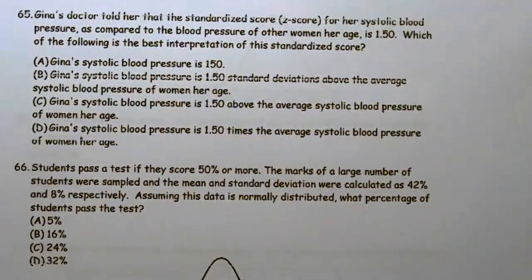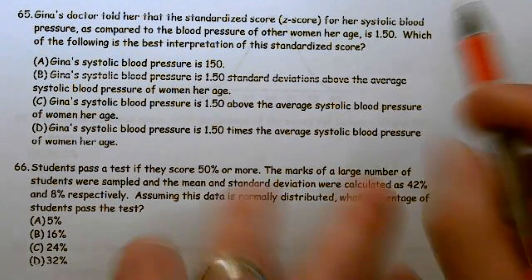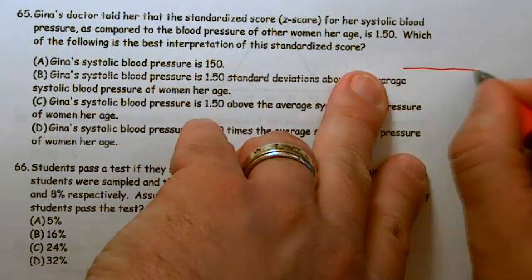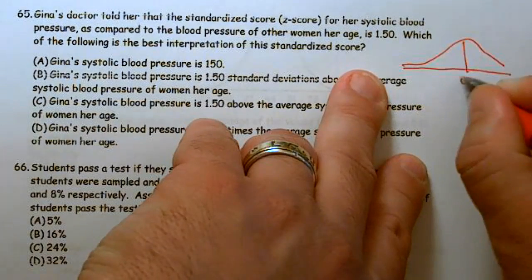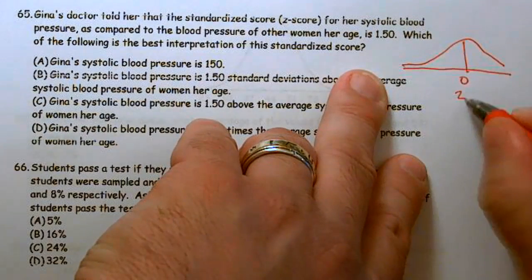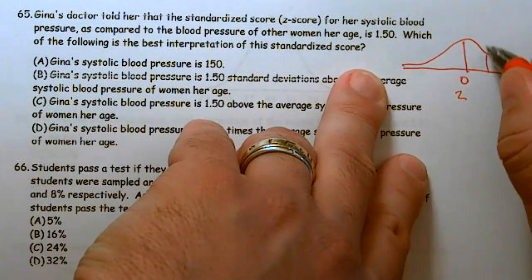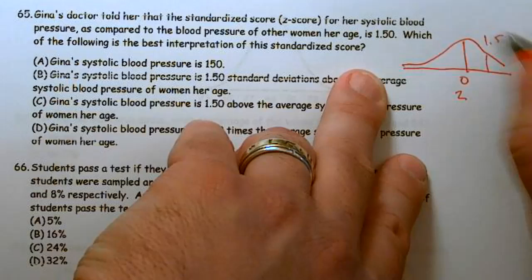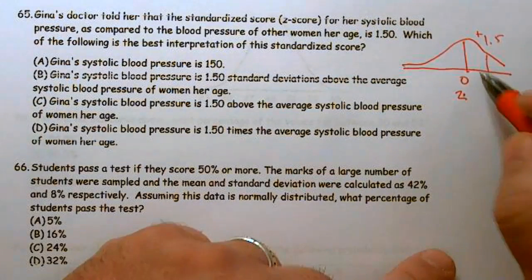Gina's doctor told her that the standardized score, her Z-score for systolic blood pressure as compared to blood pressure of other women her age, is 1.5. Now, this is a positive Z-score. All right, so if I'm drawing a normal curve, Z-scores are centered at 0. So this is positive 1.5, above it. Okay, so this is going to be above the mean.